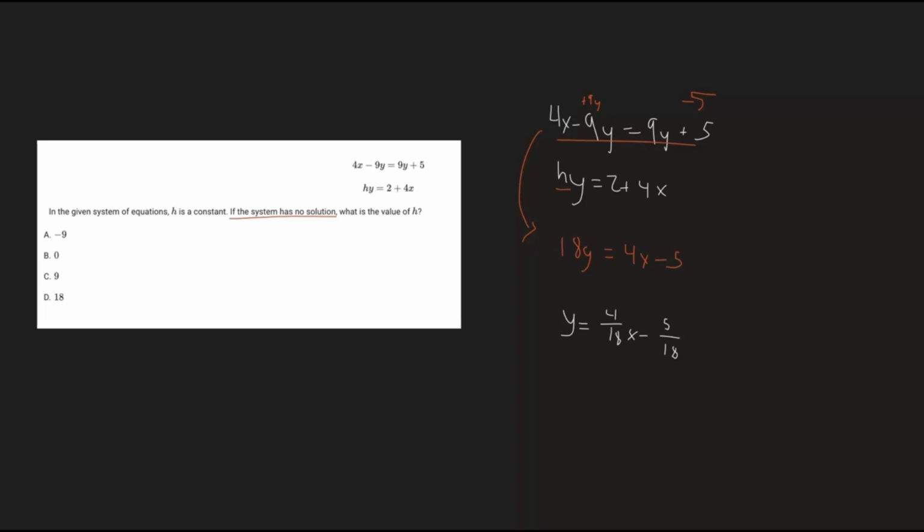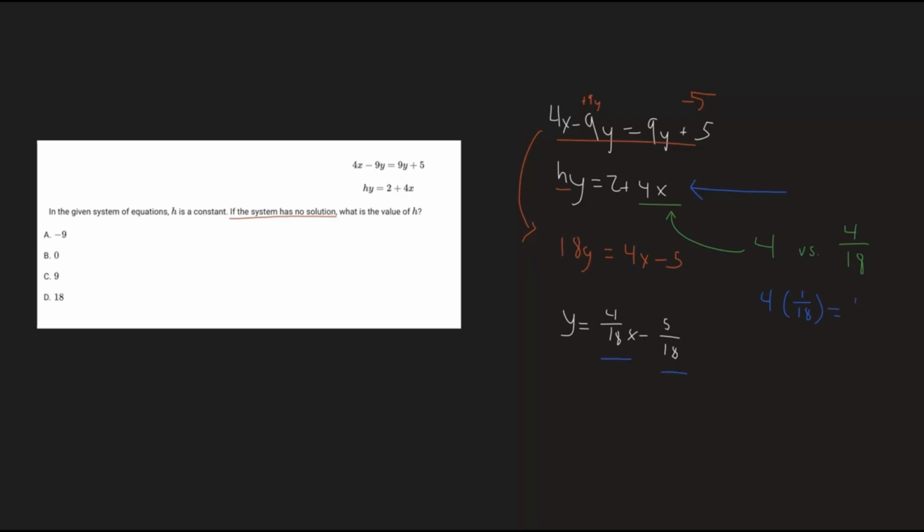That means what we need to do is get the second equation right here to have the exact same slope of 4 over 18, but a different y-intercept. So let's see if we can do that. So we have hy equals 2 plus 4x. So let's zoom in on this slope, right? The current slope has a value of 4. Let's just ignore the x for now. So the current value of 4 is much different versus the slope that we want, which is 4 over 18. So how do we go from 4 to 4 over 18? Well, we can do this by just multiplying 4 by 1/18.